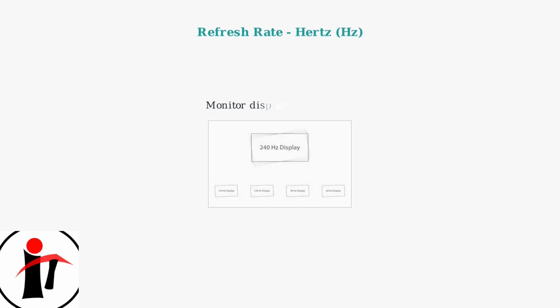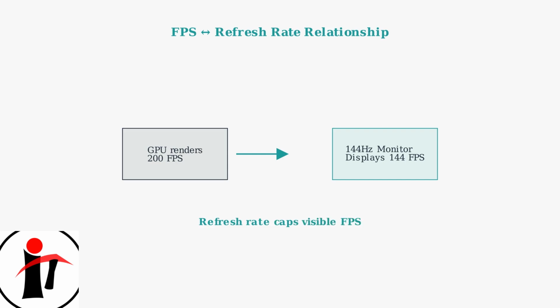Refresh rate, measured in hertz, is how many times per second your monitor can display a new image. A 144 Hz monitor refreshes the display 144 times per second. Here's the key relationship. Your monitor's refresh rate caps the effective FPS you can see. A 144 Hz monitor can only display a maximum of 144 FPS, even if your graphics card renders more.